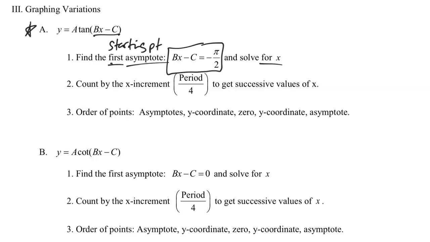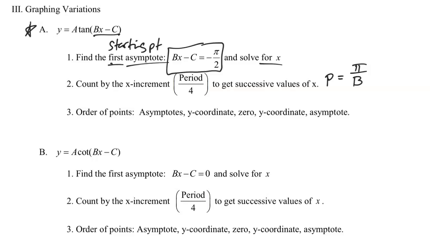Now once you have that starting x value, we're still going to count by the x increment to get successive values of x. The only difference here between tangent, cotangent, and the other four is that to find the period, we're going to need a slightly different formula. And so the period, to find the period for tangent and cotangent, instead of 2 pi over b, it's going to be 1 pi over b, and that has everything to do with the fact that the period of the parent graphs of tangent and cotangent are just pi and not 2 pi like the other four graphs.